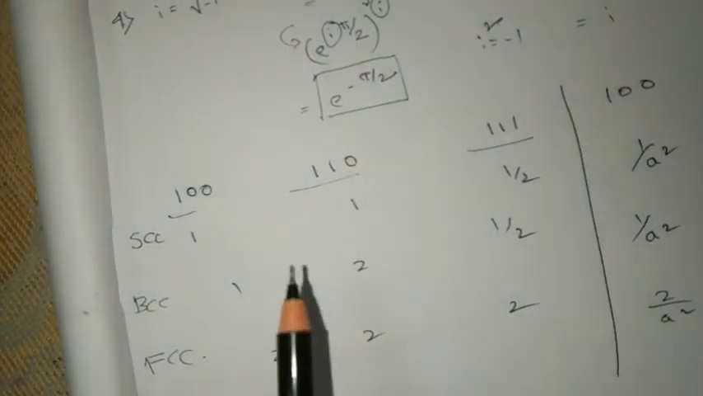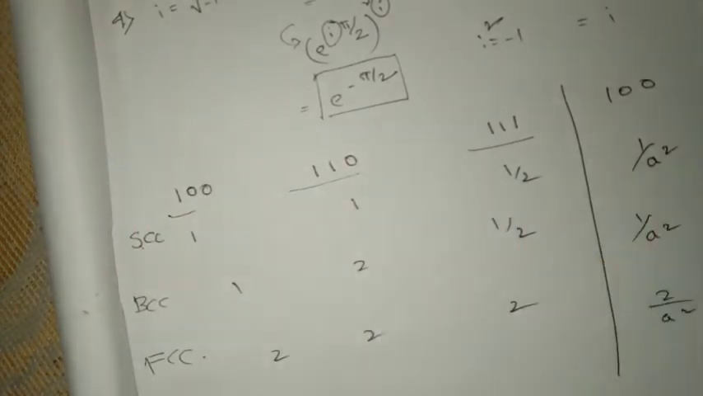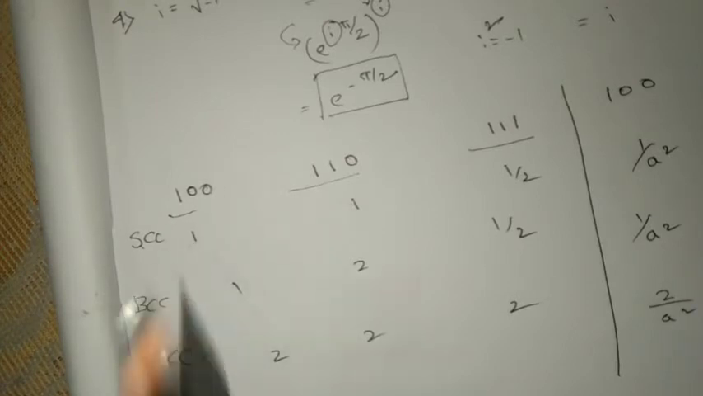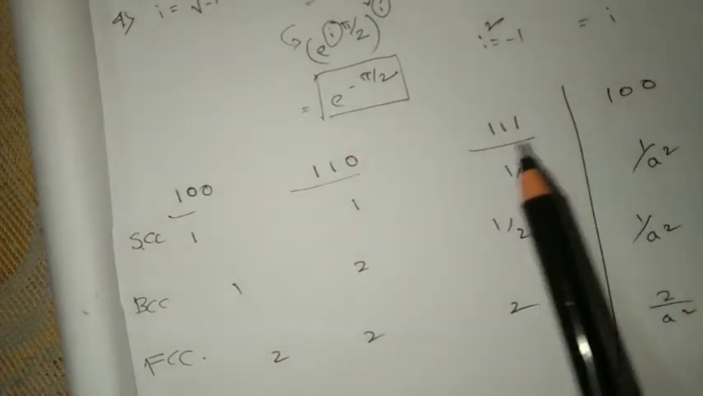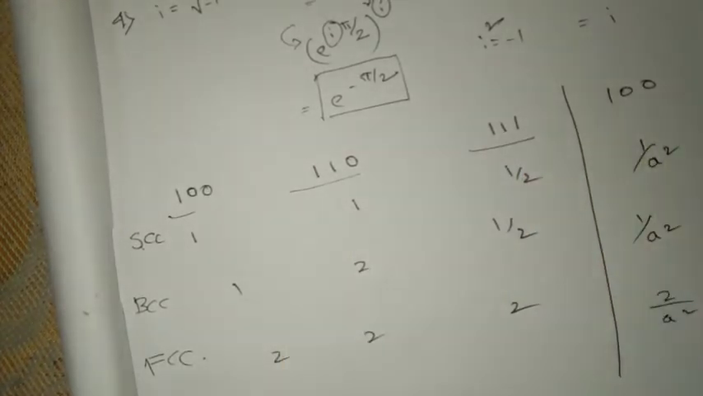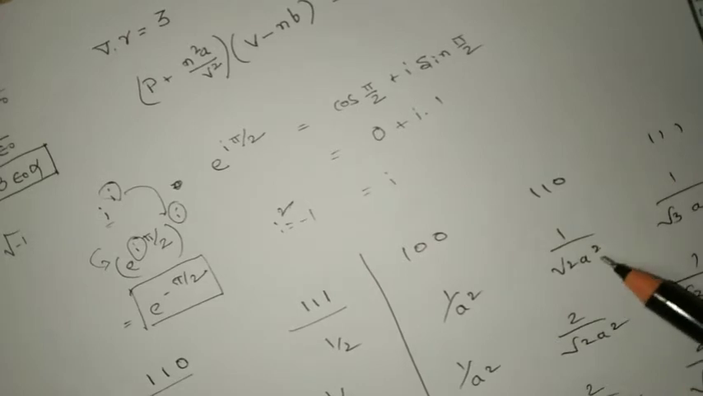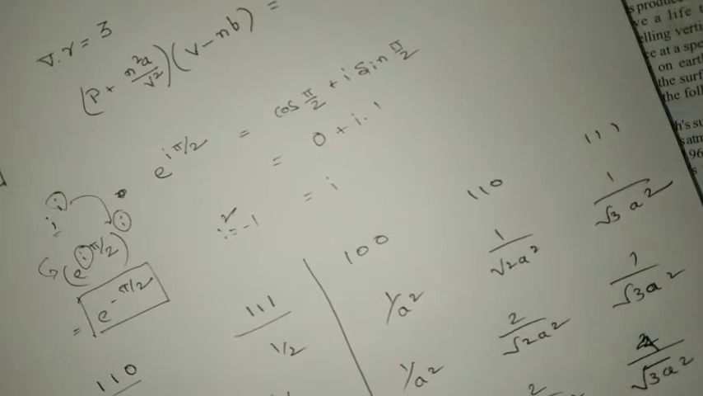So see the first one, for SCC, the 100 plane. The number of atoms in the 100 plane for SCC is 1, for 110 it is 1, and for 111 it's half. So you need to find the number of atoms per unit area, and it is given by 1 upon a square, 1 upon root 2 a square, and 1 upon root 3 a square. Okay, see how you can remember this.